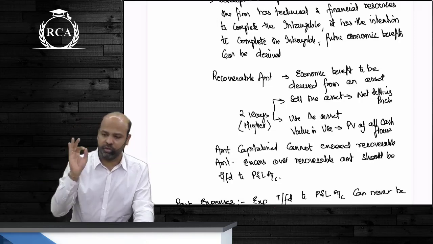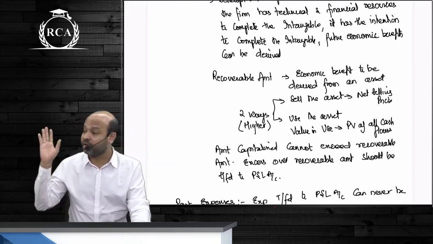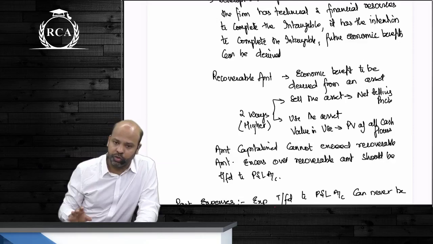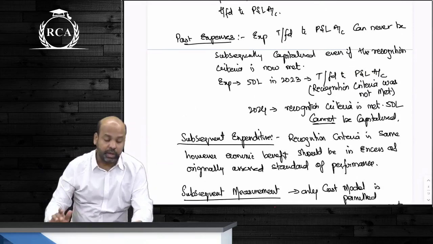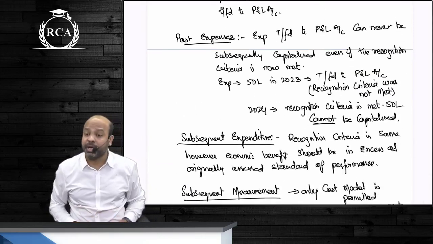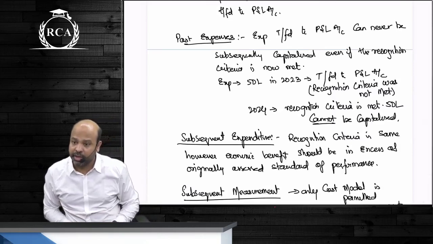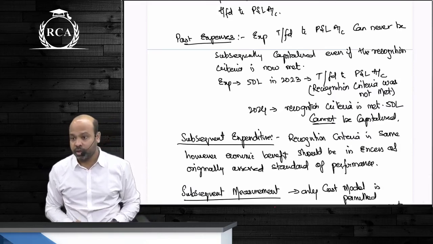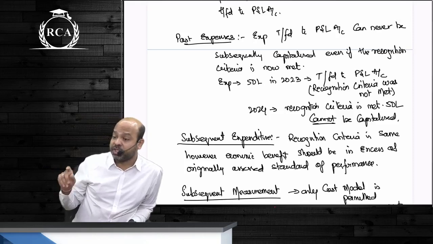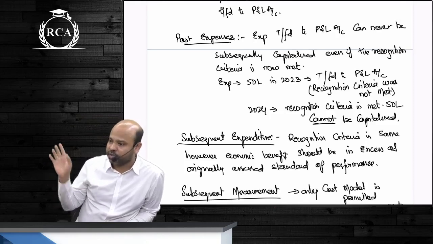You cannot disclose an asset at a value more than its recoverable amount. This is what you should know. After that, guys, any expenditure that you have incurred in the past that was already transferred to P&L account can never be subsequently capitalized. Recognition criteria should be checked at the time you are incurring the expenditure, not as on a later date.